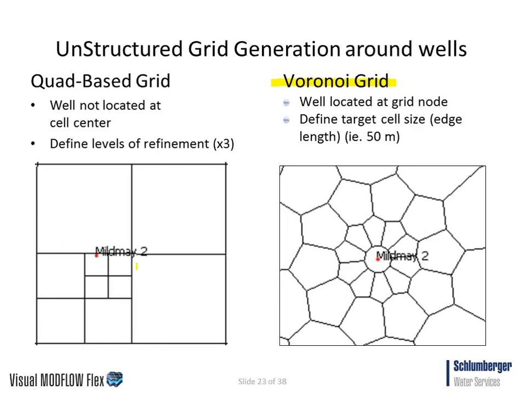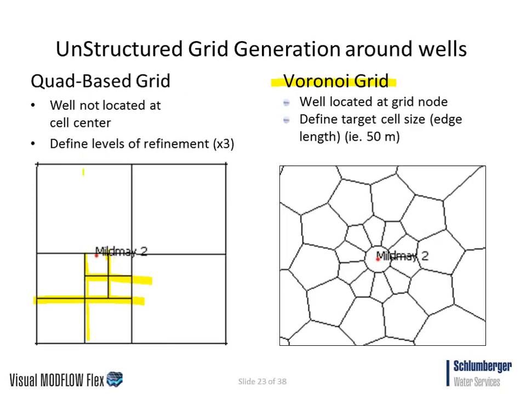So you can see for the same type of conceptual model where you have a set of wells, with the quad-based grid, essentially what it does is look to see where that point intersects the cell and then divides that cell into 4. Then, based on the refinement level you define, it divides by 4 once more, and then again once more.